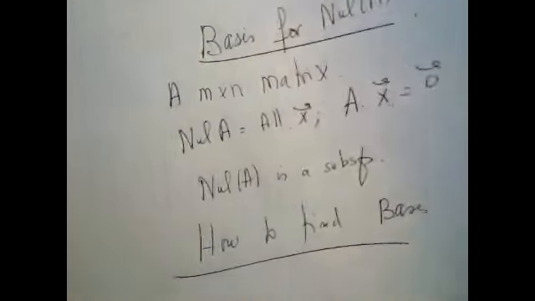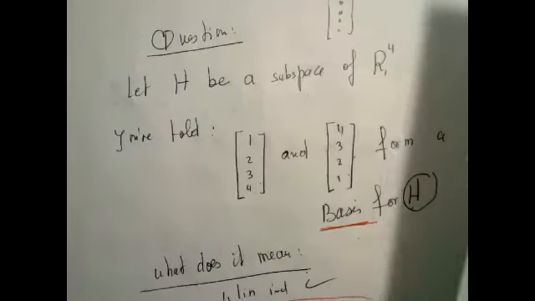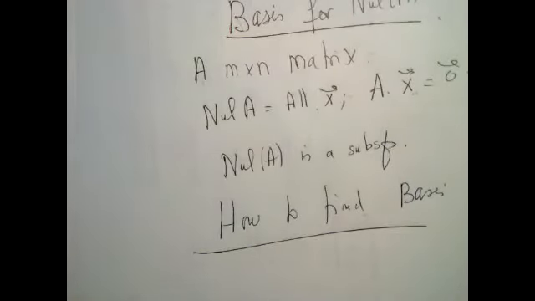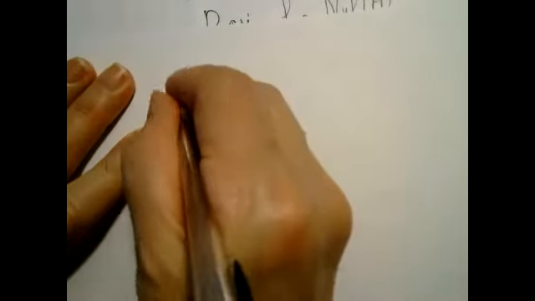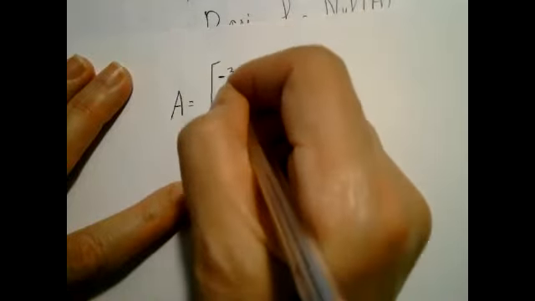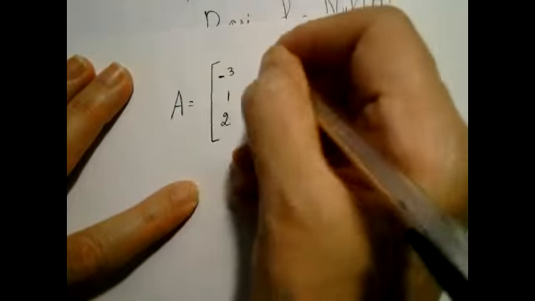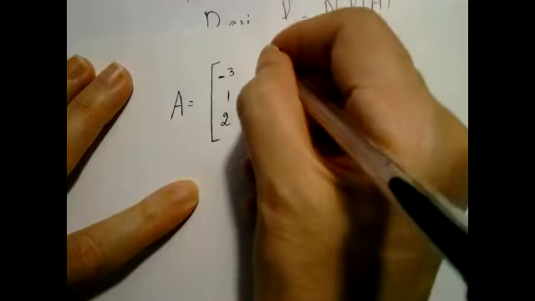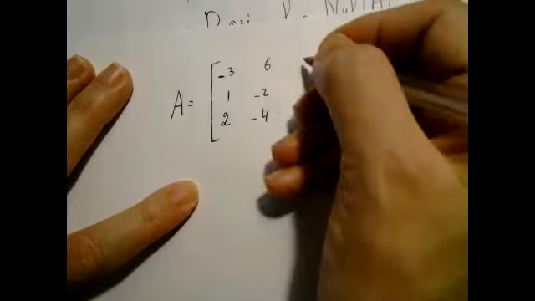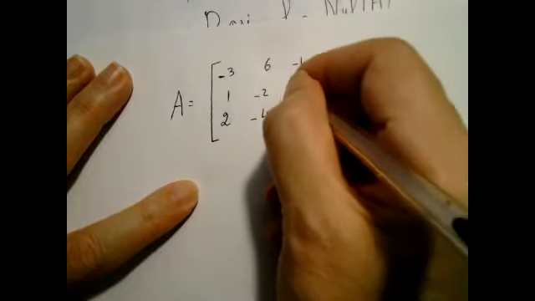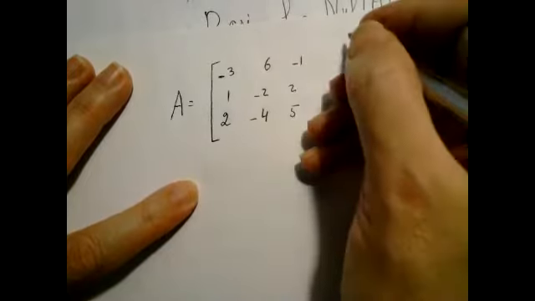Find a basis. All right, so I'm going to take A to be the following matrix. Minus 3, 1, 2. 6, minus 2, minus 4. And minus 1, 2, 5. And 1, 3, 8.